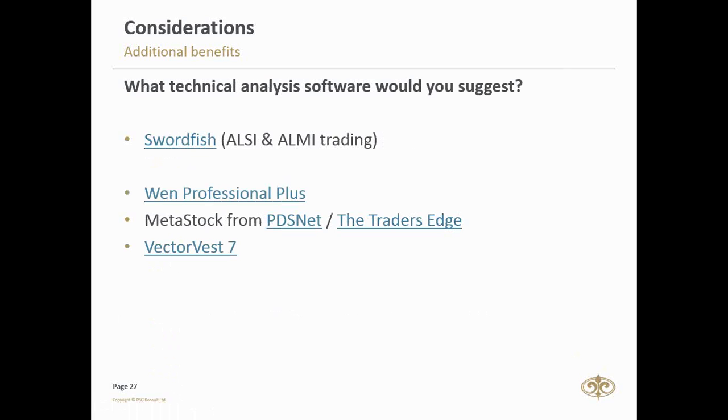What about technical analysis? What would you suggest? If you open up a single stock futures account with PSG, you've got a account number. That'll be your username and password. You can click on this link here and download what we call Swordfish, ideal for Aussie and Ormi trading. Those of you a bit more swing traders or position traders, you might want to use some end of day programs. Our own Win Professional Plus you can use. And then Metastock. I've been using Metastock for many years. You can get it from PDSnet, and you also get it from Dave Jackson at Traders Edge.